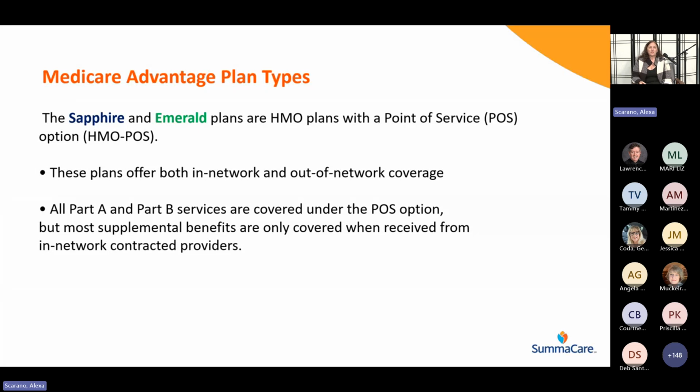Give you a little more information on a couple of our plans here. Sapphire and Emerald are HMO plans that have a point of service option available. These plans offer both in-network and out-of-network coverage. Please keep in mind when a member goes out of network, they will have a higher cost share. Their copay may be higher going out of network. All Part A and Part B services are covered under the point of service option in these plans, but most of their supplemental benefits are only covered when they utilize a SummaCare network contracted provider.